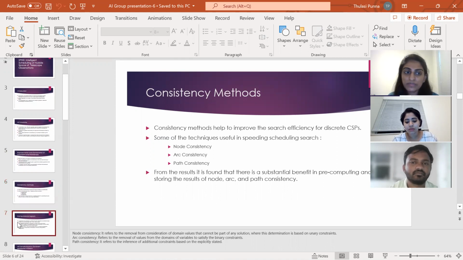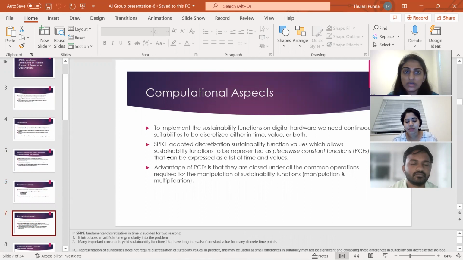And the final one, path consistency, refers to the inference of additional constraints beyond the explicitly stated ones. Coming to the computational aspects, to implement the suitability functions, we need to continuously monitor all the suitabilities and find the discrete values, whether it may be time, value, or both. SPIKE adopted discretized suitability function values, which allows the suitability functions to be represented as PCFs, called piecewise constant functions. These can be exposed as a list of times and values.